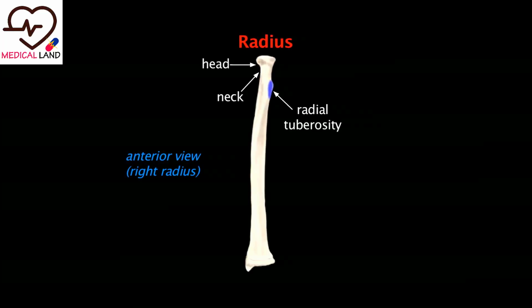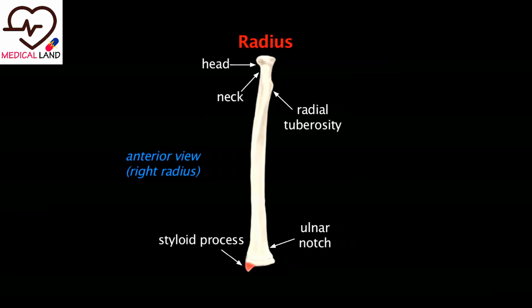At the distal end, on the medial surface, there's a slight depression forming the ulnar notch. This notch articulates with the head of the ulna, and laterally is a conical projection, shown here, called the styloid process.